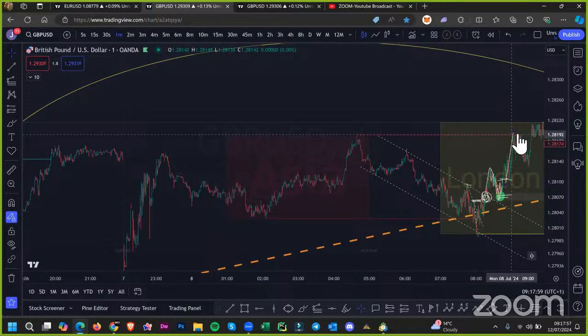This is where I'm targeting, because that's where the liquidity is. From down here, the liquidity is going to be above this level here. So that's where I'm targeting. And that could easily be a 1 to 6, 7, 8, 9, 10 trade, depending on your entry. That's where I'm going to be targeting.